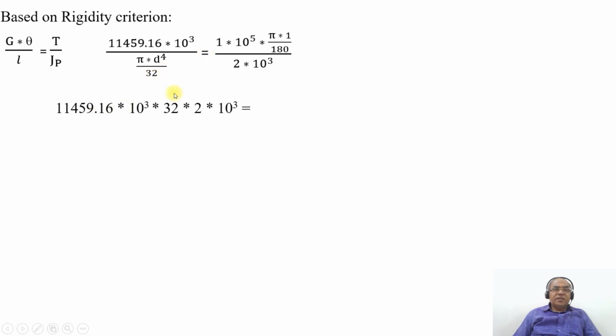Therefore, on cross multiplication and simplification, we have 11,459.16 into 10 to the power of 3 into 32 into 2 into 10 to the power of 3 will be equal to 1 into pi into d to the power of 4 into 1 into 10 to the power of 5 into pi into 1 by 180. Therefore, the diameter of the shaft will be 107.54 mm.